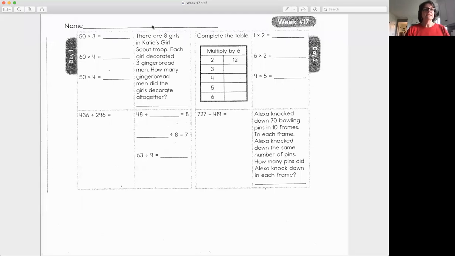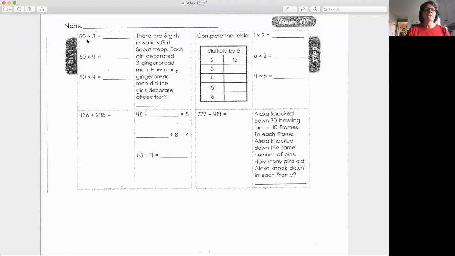Okay, boys and girls, today I'm going to help you go through your day 1 and day 2 of your math morning work. And you can check your work against mine. And I'm also going to give you strategies on how I would solve it if we were working together in class. So I'm going to be underlining and explaining strategies for each question.